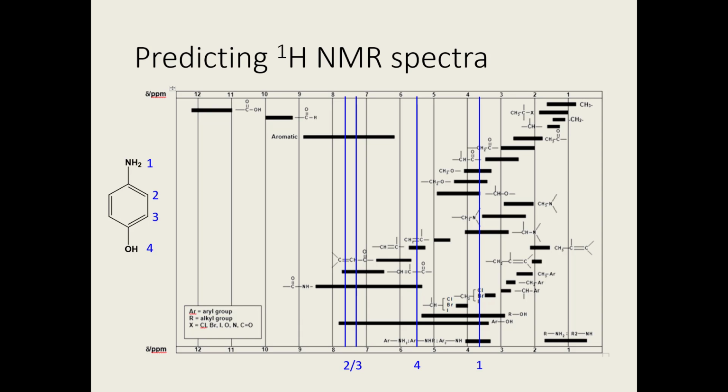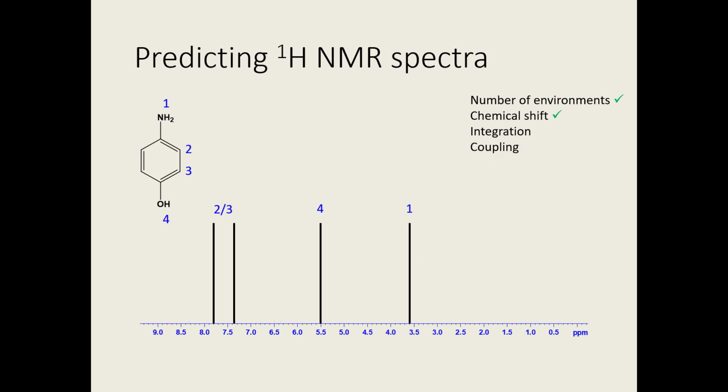These lines represent the shifts I'm going to use for my spectrum, but if you put them anywhere within the appropriate range, that's absolutely fine. These lines represent the chemical shifts for each different chemical environment.